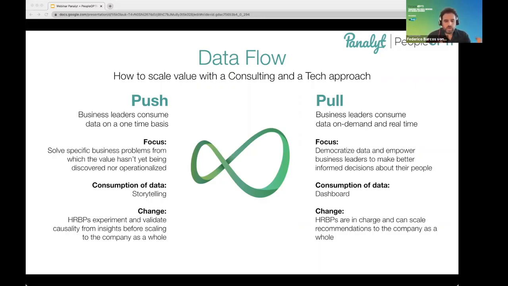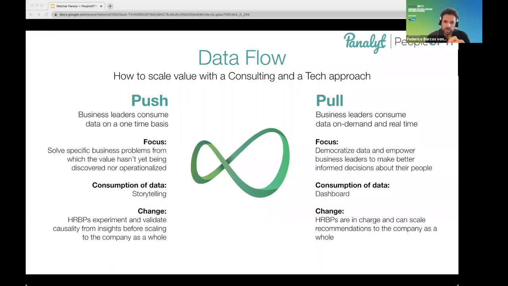So what we are seeing about the future of the people analytics team is a fusion between these two approaches, where people analytics is going to focus on a more consulting kind of approach, providing very specific recommendations to business problems, and also providing to the rest of the company the means to make better informed decisions about how to manage people in real time in a very self-service manner through different technologies, like obviously Panalyt or any other technology.